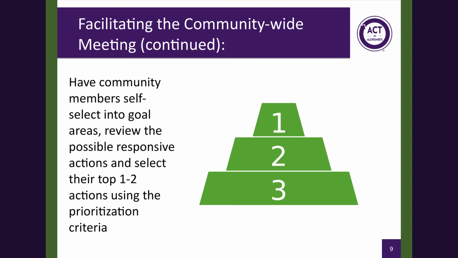To help your community at the community meeting identify among a list of high priority goals which ones they will really pursue together, have them come together in the community meeting and self-select into one of the priority goal areas that showed up on the community assessment. Have them review the possible responsive actions with respect to their particular goal area that they've self-selected into, and ask them to choose one or two responsive actions on the menu list using specific prioritization criteria that might allow one responsive action to rise to the surface over another.